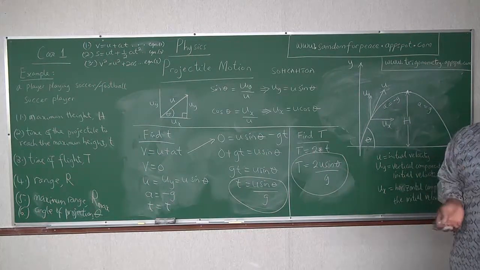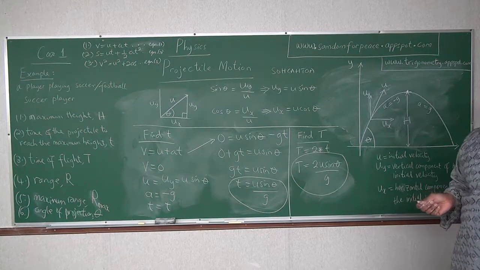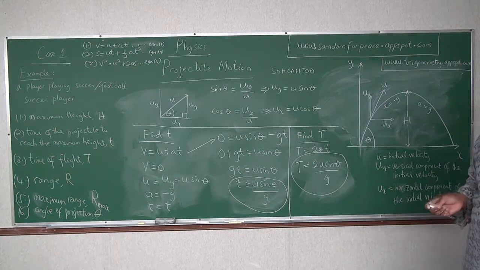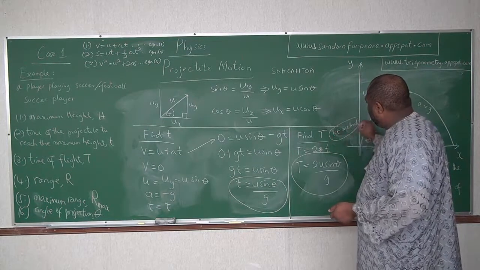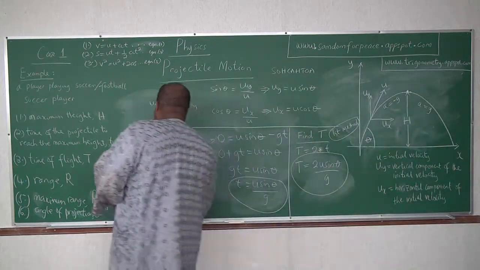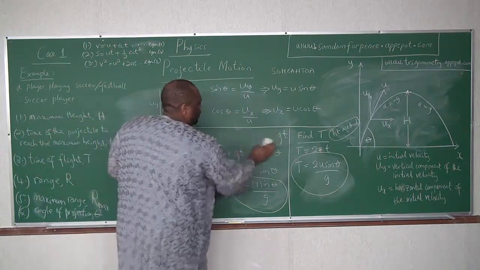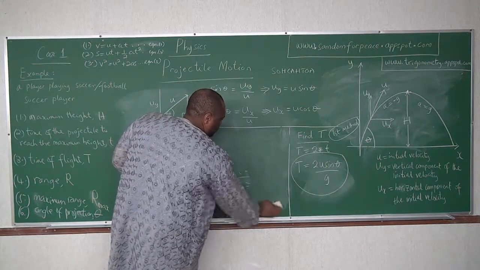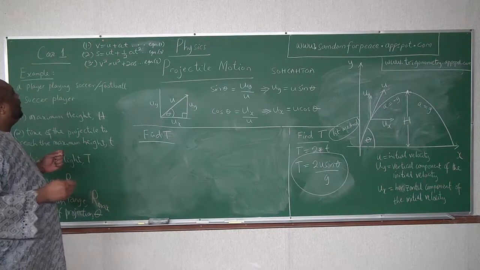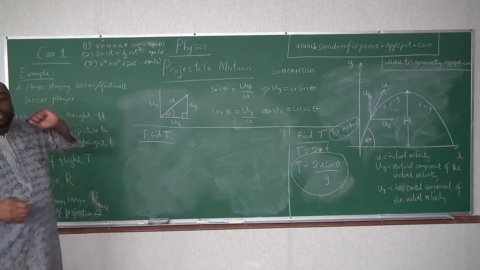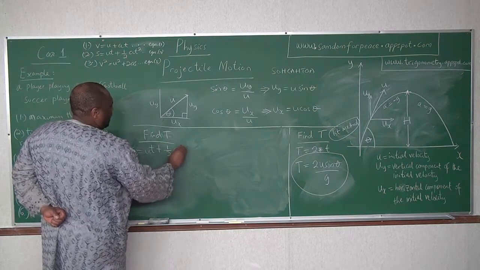We can also find the time of flight another way. Let's see whether we can find the time of flight by another method. This is the first method to find it. If we want to find it another way, let's use the second equation, s equals ut plus half at squared.